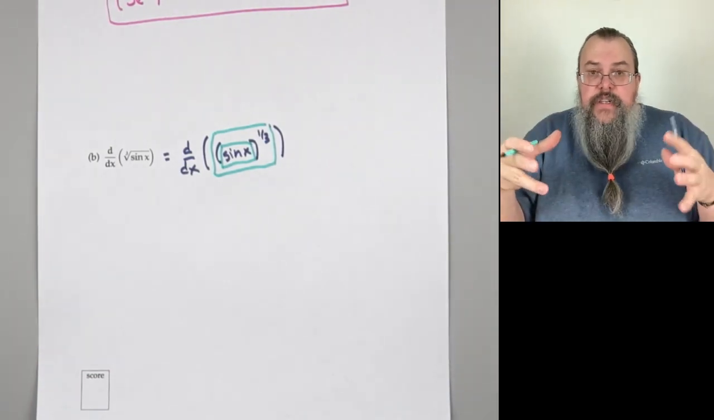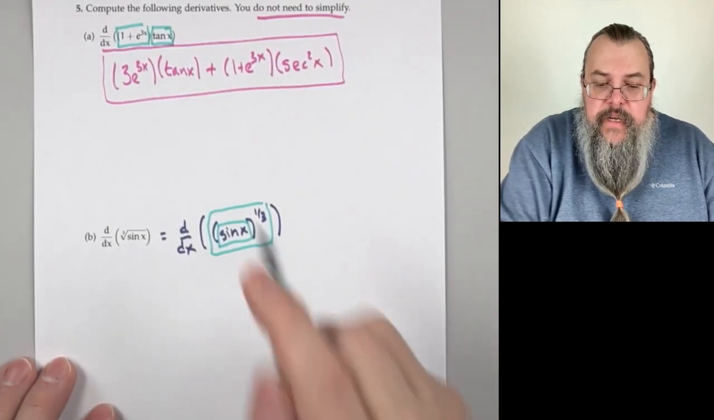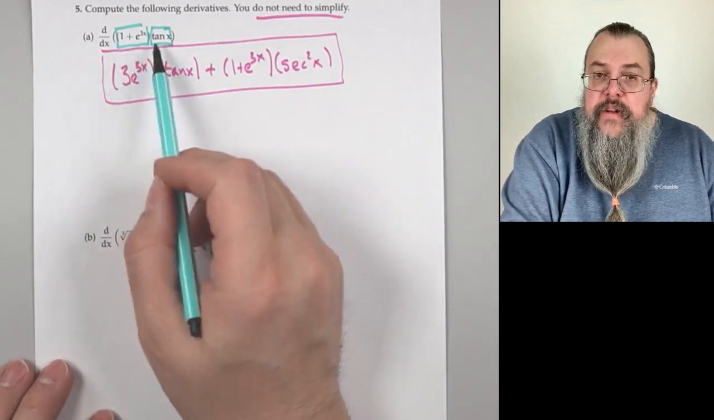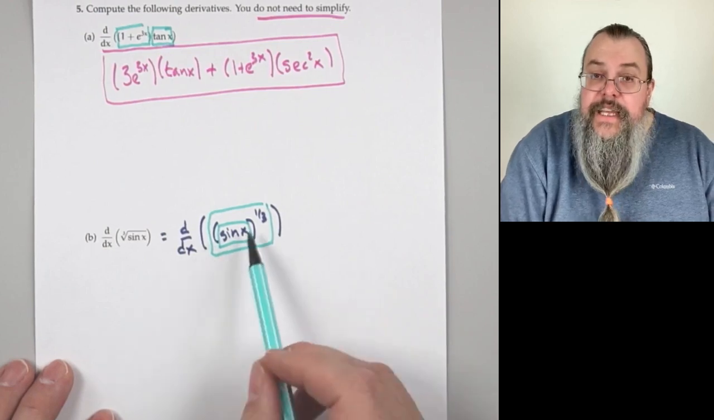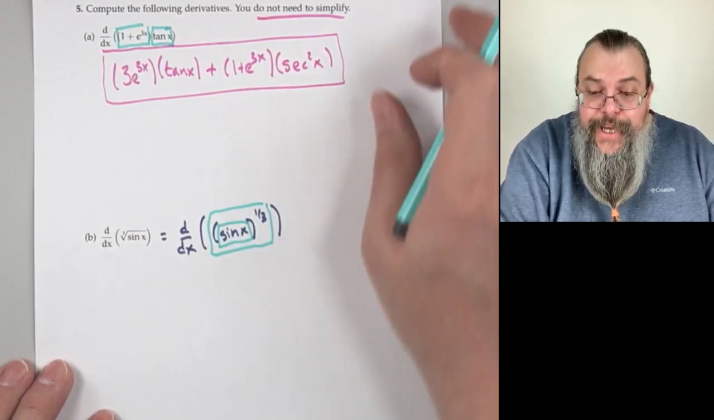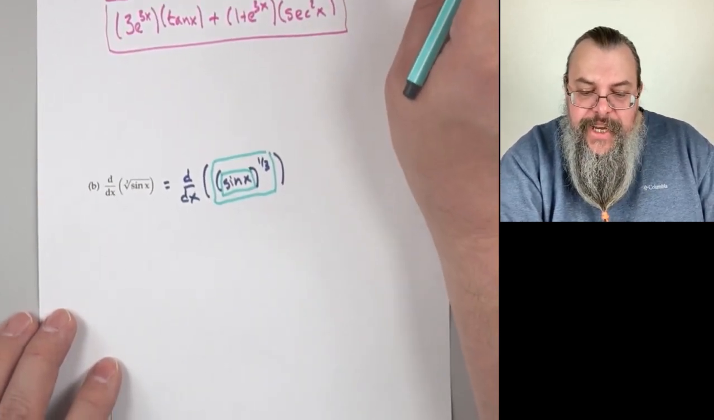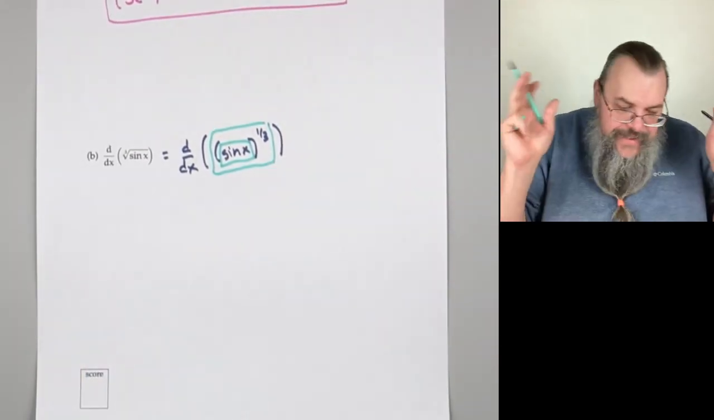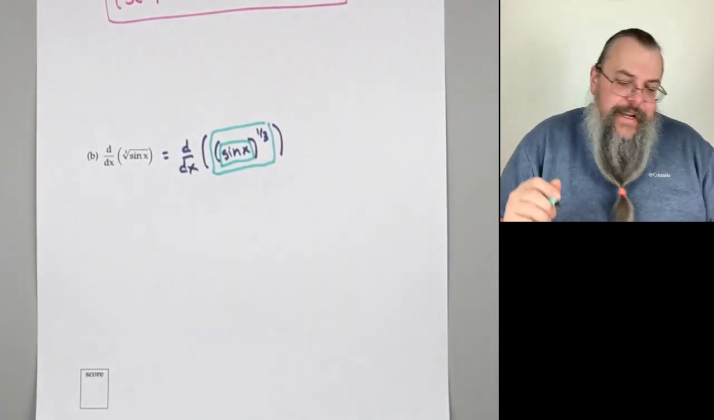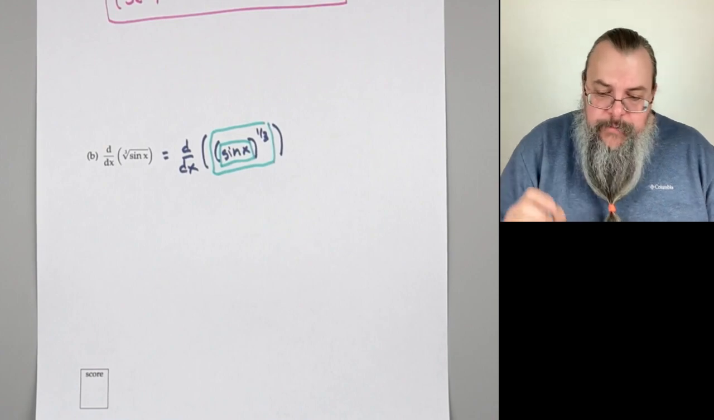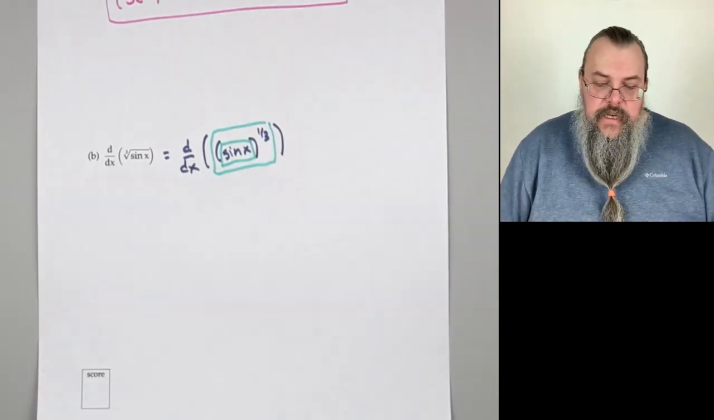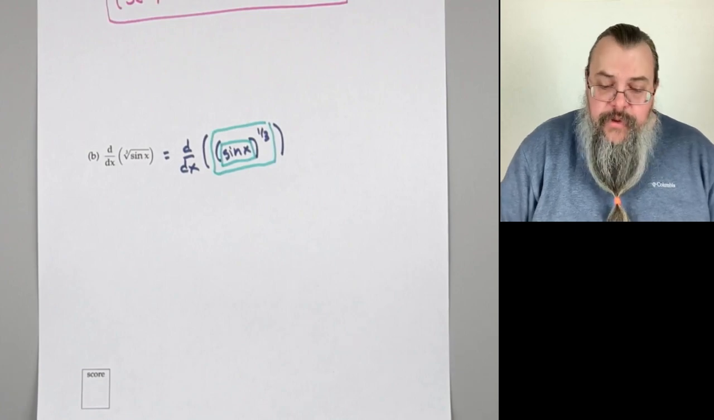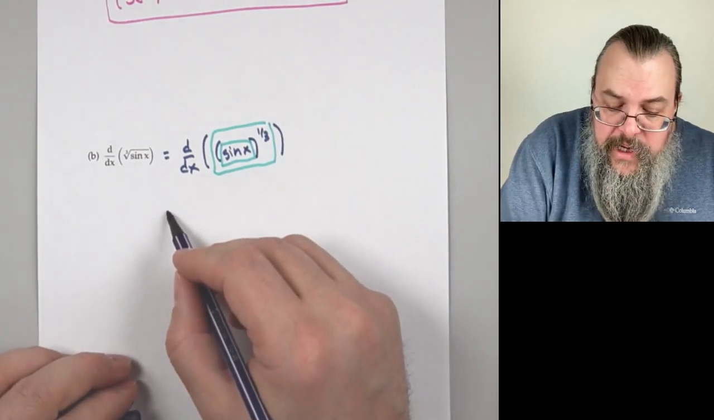Function in function. It's different than, if we come back here, part A, see how they weren't inside each other, they were next to each other. Next to each other, product rule. Inside each other, chain rule. Chain rule. Yes, it's the best rule. All right, so how does the chain rule work? Well, it says start with the derivative of the outside function. In this case, it's the power to the 1/3. The 1/3 comes down.